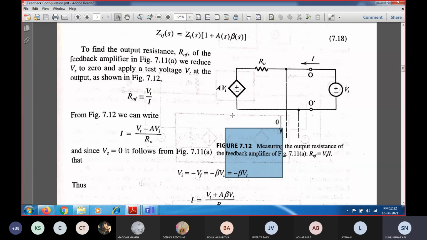So beta times of V naught. V naught is nothing but this voltage. So this voltage is what now? I have just removed the open circuit. V naught has been replaced with the Vt. So beta times of Vt. Vf will be equal to beta times of Vt.